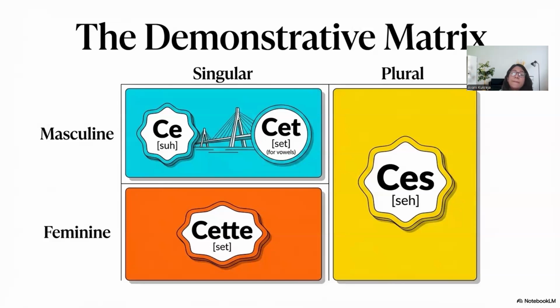Remember, the point of confusion will always be in this part: ce and cet. Cet is only used for nouns which are masculine and start with a vowel. It will not be used with feminine nouns that start with a vowel. For that we use cette. And the pronunciation of cet and cette is the same: set. Ce is pronounced 'suh' and ces is pronounced 'say'.